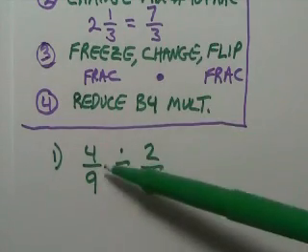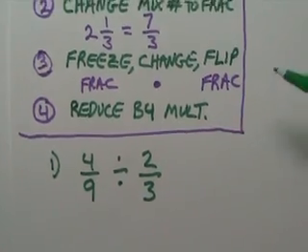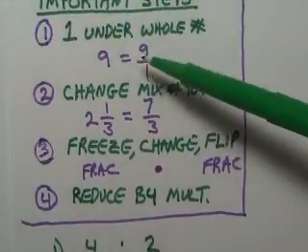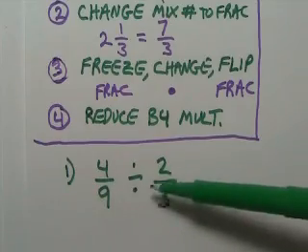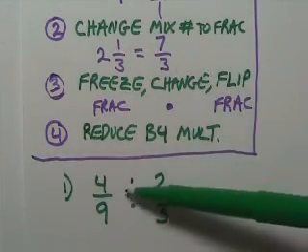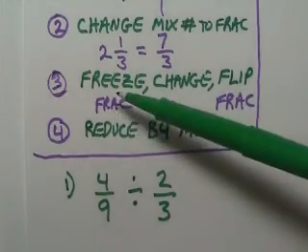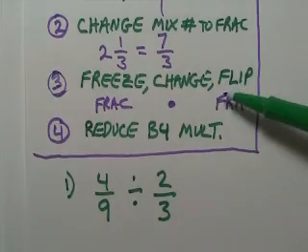Okay, here's our first problem. 4/9 divided by 2/3. So I'm going to go through my steps now. The first step is if you see any whole numbers, put a 1 under it. There is no whole number, so that's out. Step number 2, change any mixed numbers to fractions. I don't see any mixed numbers, so we're good there. Step 3 is freeze, change, and flip.